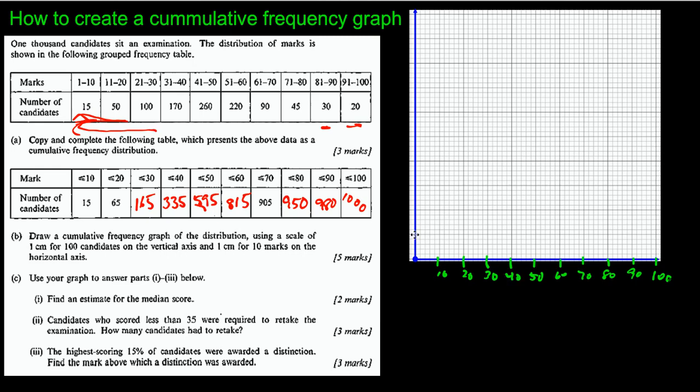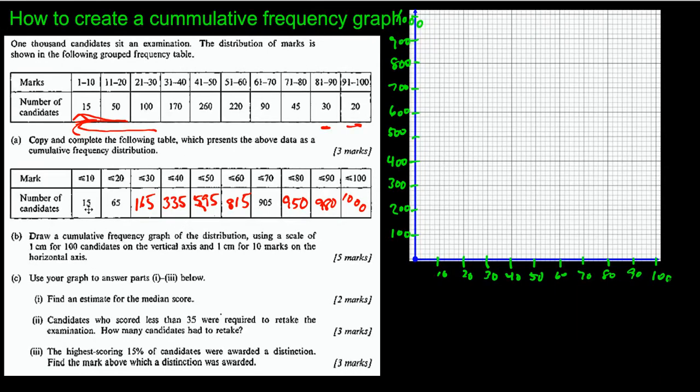And then going up, it's going to go up by 100 candidates per mark. We're at 1,000 at the top. This is 500, 400, 300, 200, 100, 800, and so on. All right.